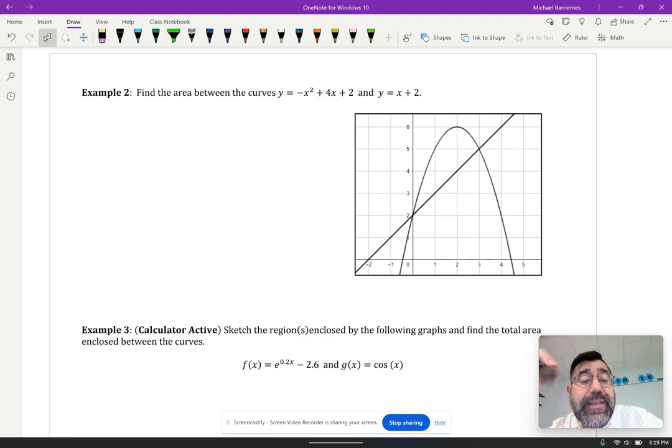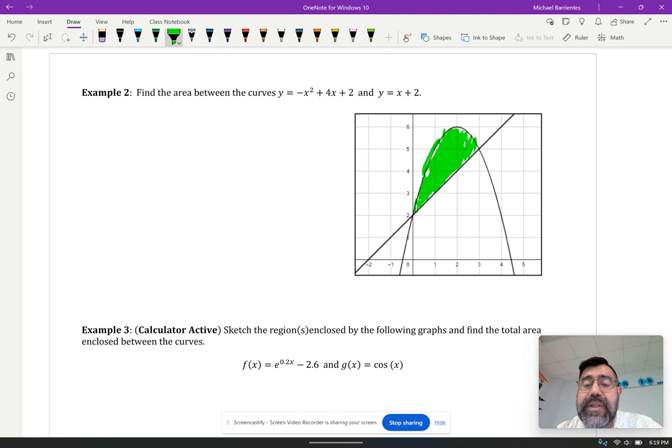We're going to find the area between these two curves, again between this parabola and this line. That would be this shaded region right here. The first thing is we need to know, where are the intersection points? Do we know them? Well, we do. There's one right here, and one right here. So this goes from x equals 0 to x equals 3.